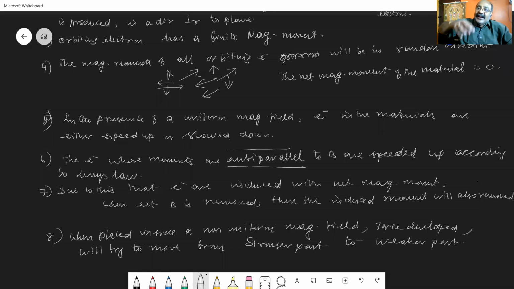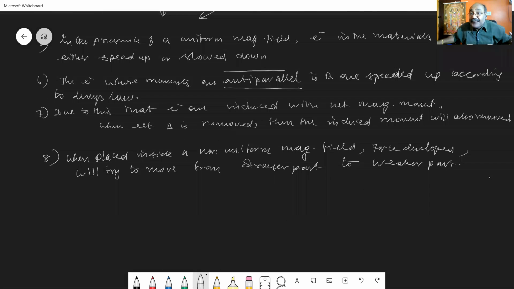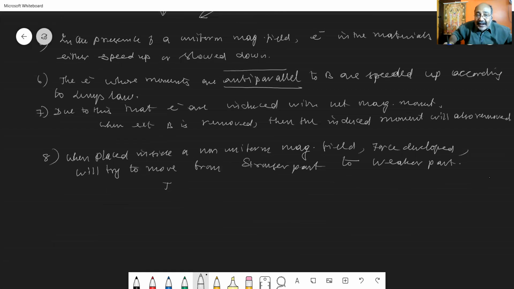When a diamagnetic material is placed inside a uniform magnetic field, a magnetic moment is induced. But if it is placed inside a non-uniform magnetic field, in addition to the induced magnetic moment, a force will also be developed on the material, making it move from the stronger part of the field to the weaker part. That action is called diamagnetic action, and it takes place only in diamagnetic material.